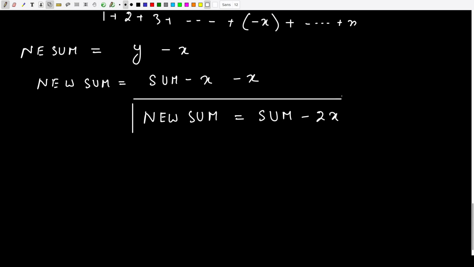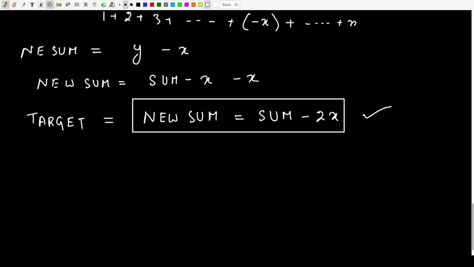So this is one very important concept which we need to understand, and this concept is what we are going to use in order to come to our solution. And by the way, this new sum is our target, right?